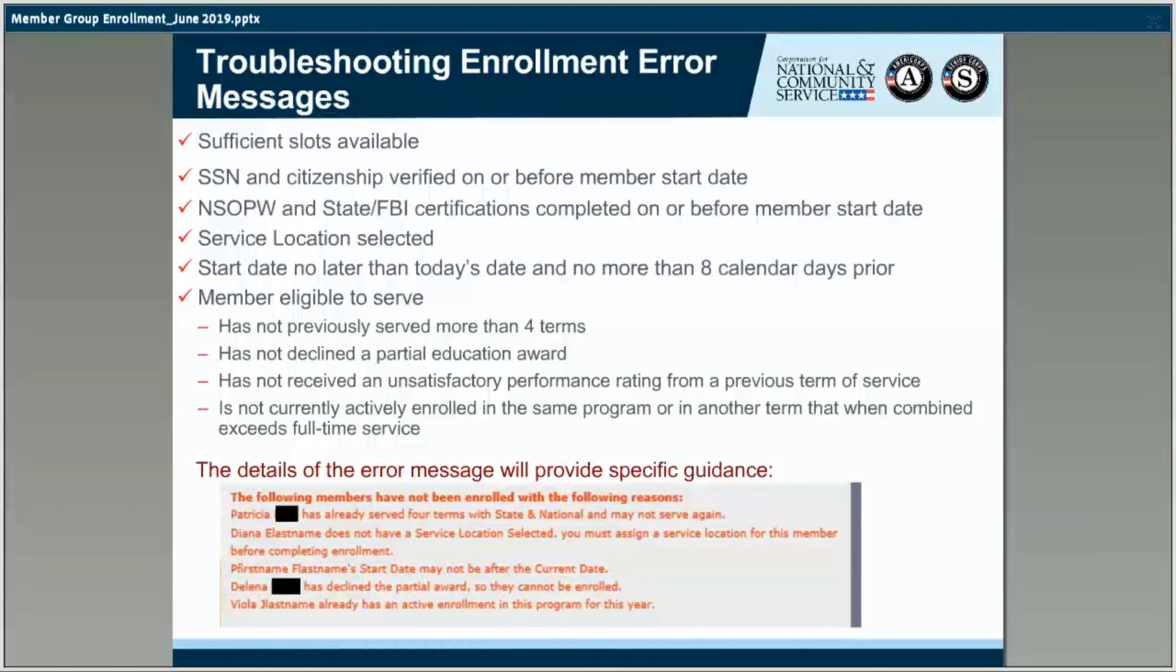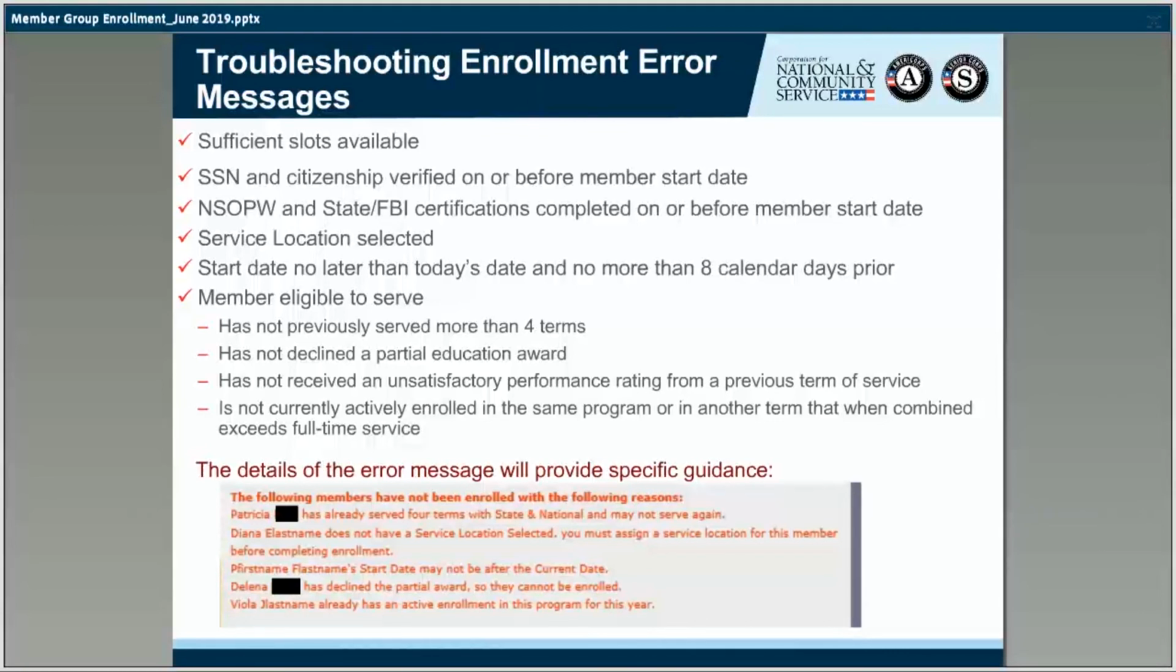It could be that the member has not yet been exited from a current full-time service term. Or it could be that the member candidate, him or herself, was not in fact eligible to serve. They may have previously served 4 terms with AmeriCorps State and National, or they may have received an unsatisfactory performance rating from a prior service term.